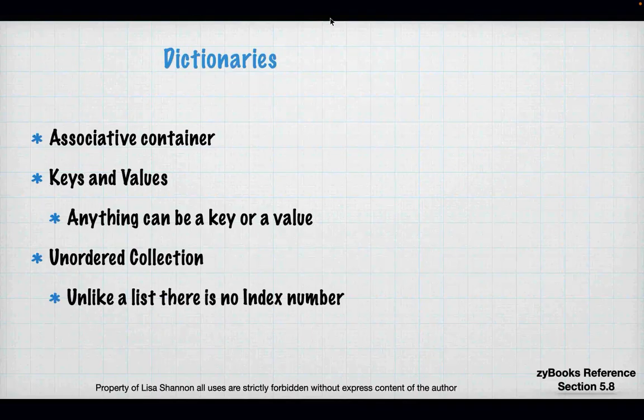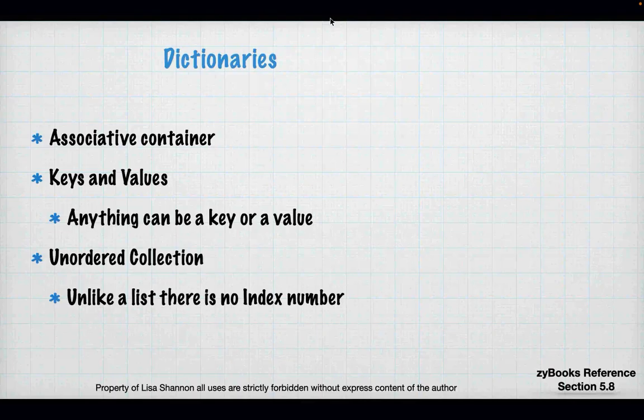A key can be anything, and so can a value. A key usually is a name of some sort, usually a string when I do it. Now, it could be different when you do it, but the values can be anything. The values can be lists. The values can be other dictionaries, and this becomes important because you're going to have to use a dictionary of dictionaries in your game.